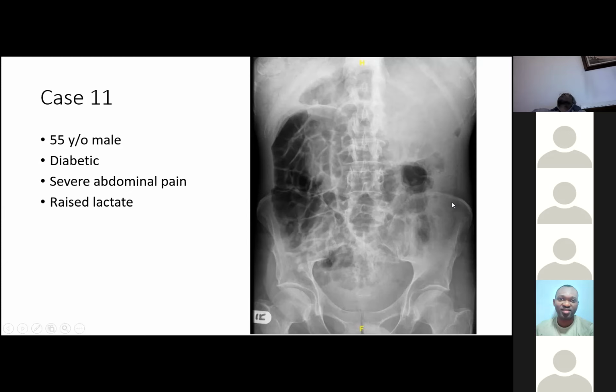But at the same time, I'm wondering if this patient is stable enough to have this sort of imaging, considering the fact that they're diabetic and they've got severe abdominal pain and severely raised lactates. Good. Yeah.